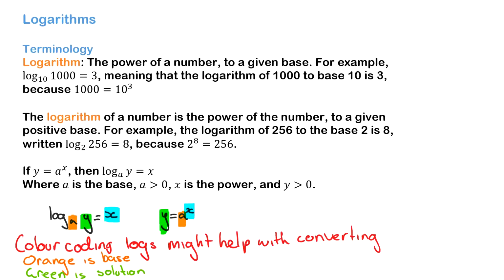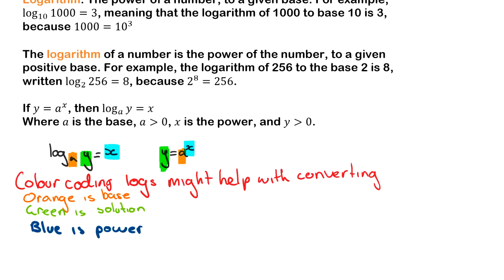Now a has to be greater than 0, x is the power, and y also has to be greater than 0. So I like to think of it like color coding sometimes helps with this. So if I have log base a of y equals x, you color code them so you know how to convert them later. All right. So we're going to jump in and do some questions.